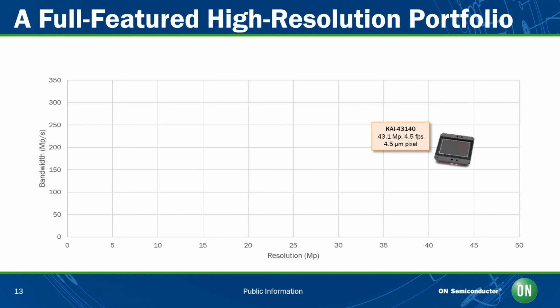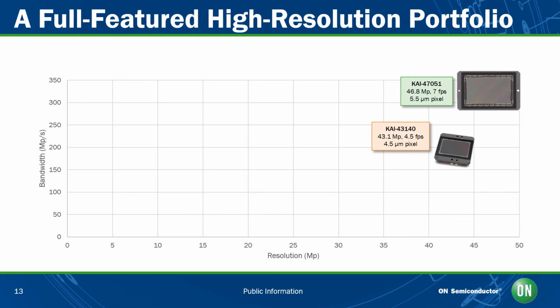The 43-megapixel KAI-43140 is the highest resolution interline transfer CCD available in 35mm format, while the 47-megapixel KAI-47051, the highest bandwidth device available in our CCD portfolio, remains the world's highest resolution interline transfer CCD.